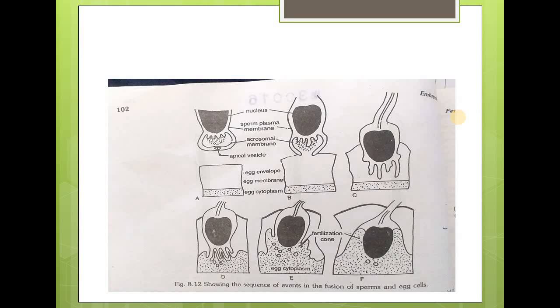Then the reaction of the egg. Immediately after the acrosomal filament of the spermatozoon touches the surface of the egg, the cytoplasm of the egg bulges forward at the point of contact, producing a process of egg cytoplasm called the fertilization cone. The fertilization cone may be a more or less simple conical protrusion, or it may consist of several irregular pseudopodia-like processes. This fertilization cone gradually engulfs the spermatozoon and then begins to retract, carrying the spermatozoon inward, surrounded by the cytoplasm of the fertilization cone.